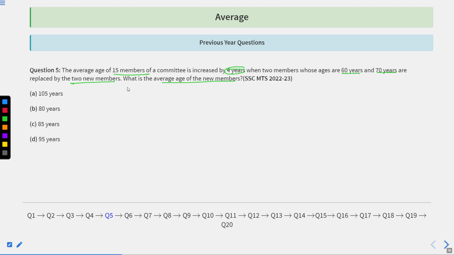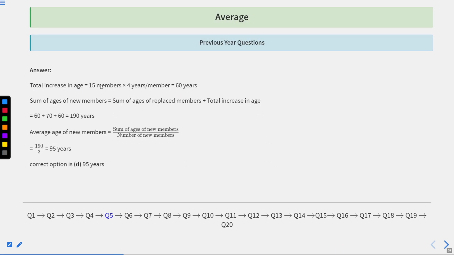Okay, so let us see the solution. The total increase in the age is given by 15 members into 4 years per member. So that will be 60 years. So the sum of ages of new members is equal to the sum of ages of replaced members plus total increase in age. So that will be 60 plus 70 plus 60, equal to 190 years. So the average age of new members is sum of ages of new members upon number of new members. So that is 190 upon 2, that is equal to 95 years. So the correct option here will be option number D, 95 years.